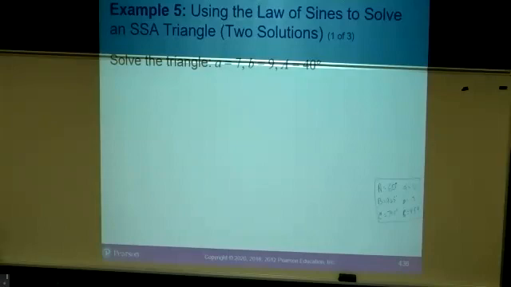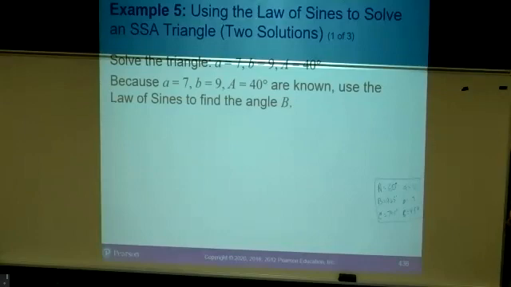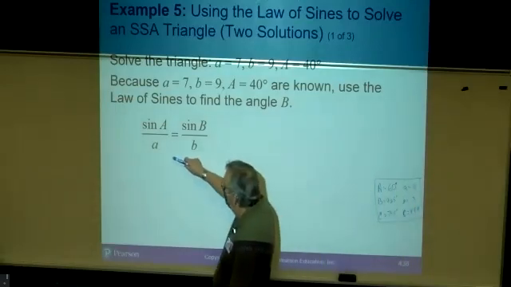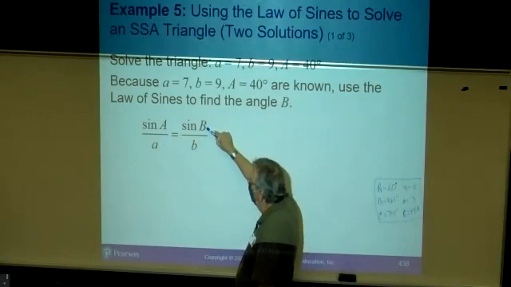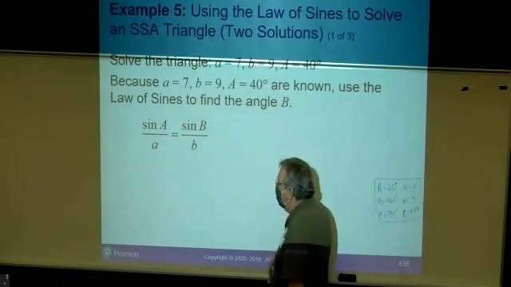So here we have two sides and a non-included angle. So the sine of 40 over 7 will equal the sine of B divided by 9, because I know what angle A and what side A, those measures are. And I know the measure of side B, so I can find the measure of angle B by solving this for sine of B and then just doing the sine inverse.